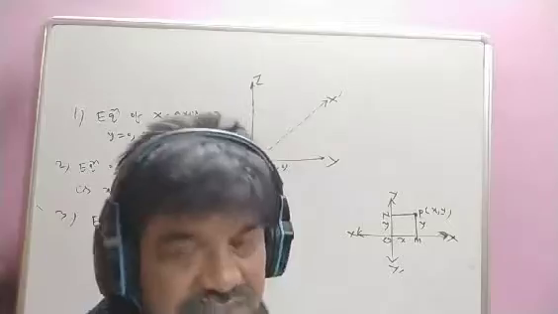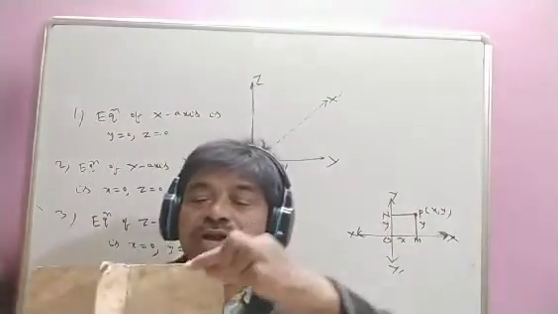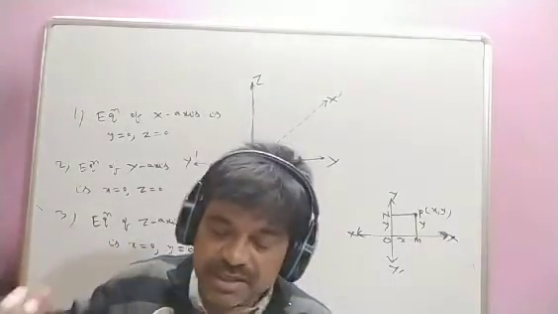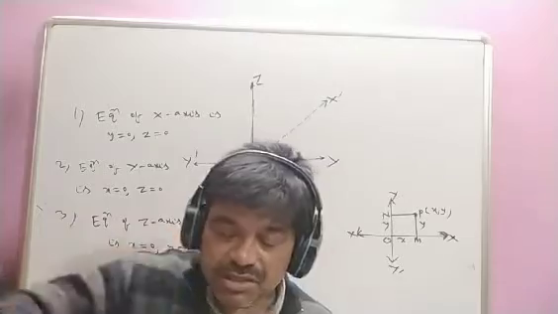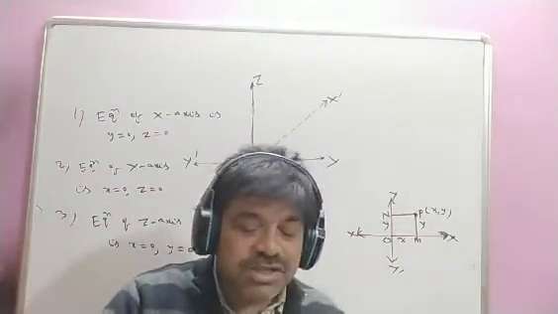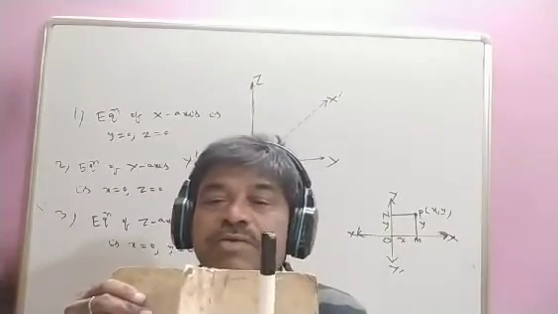Understood? Similarly in 3D, you see how to find the coordinates of a point. Suppose I tell you a point is here. So you draw a perpendicular from this point. Let me say suppose this is the point. Everybody listen to me mindfully. Is it visible to everyone?